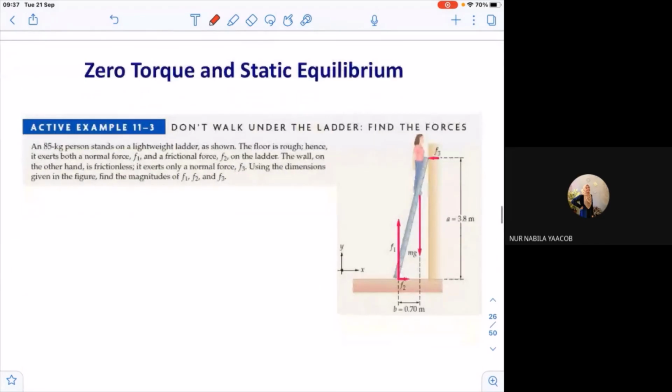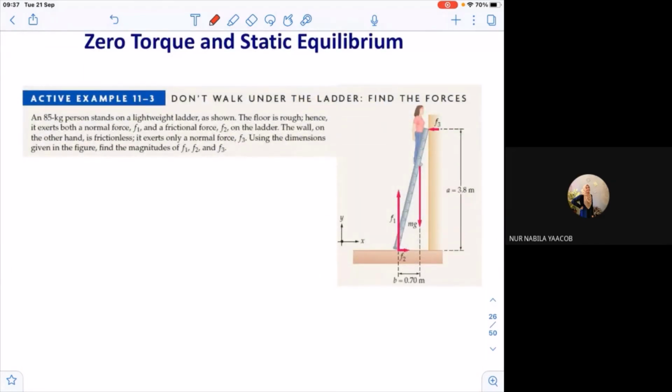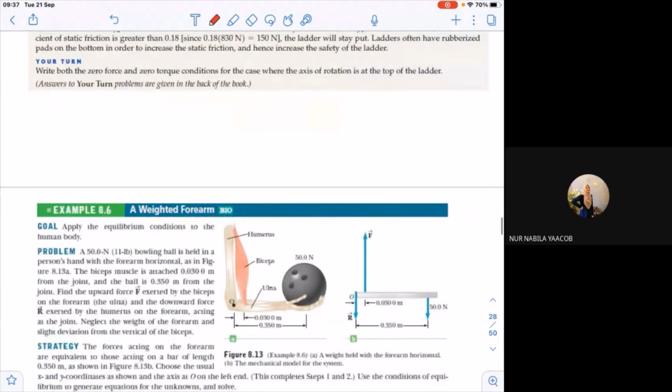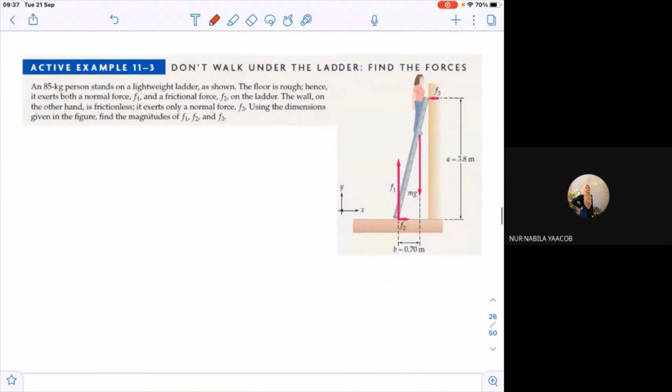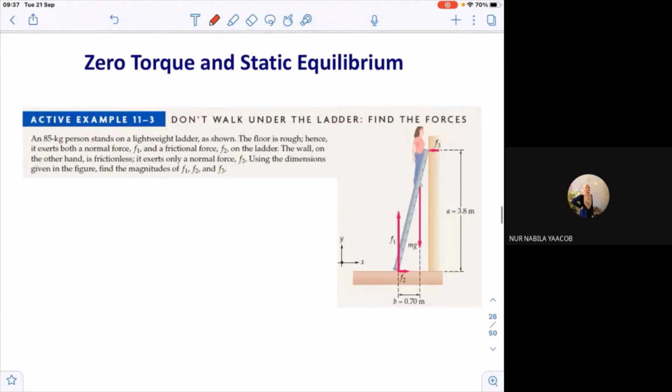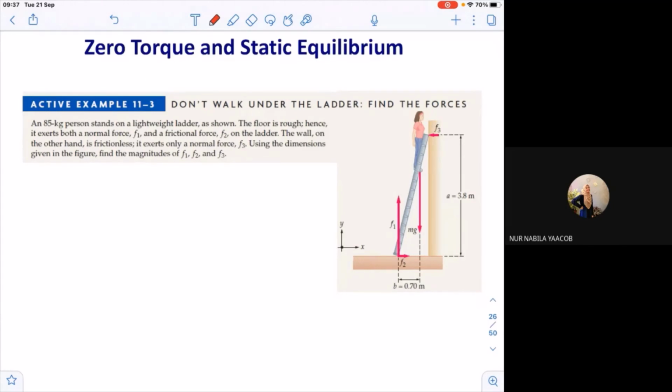These are some more zero torque and static equilibrium examples. For example, don't walk under the ladder, find the forces. This is a very good example regarding zero torque and static equilibrium. Let's look at this example first. An 85 kilogram person stands on a lightweight ladder. Let's use the word lightweight. That means we don't have to bother about the mass of the ladder. You just maintain what it is.